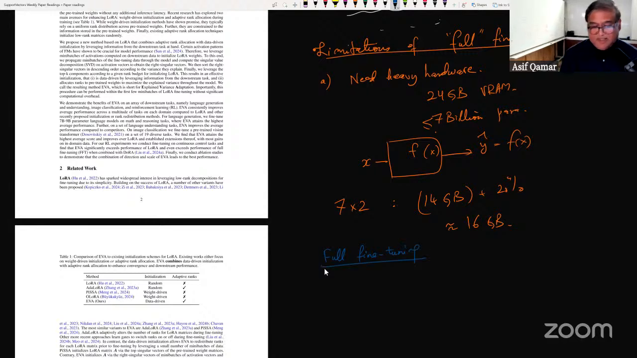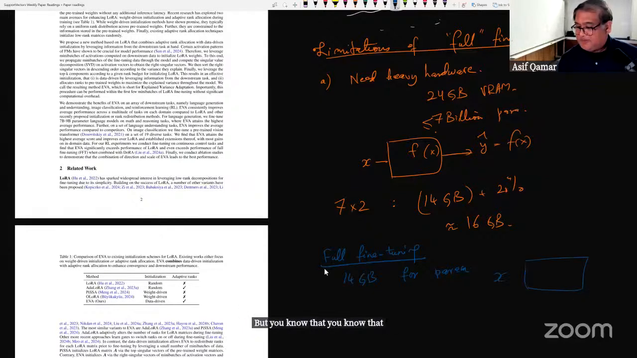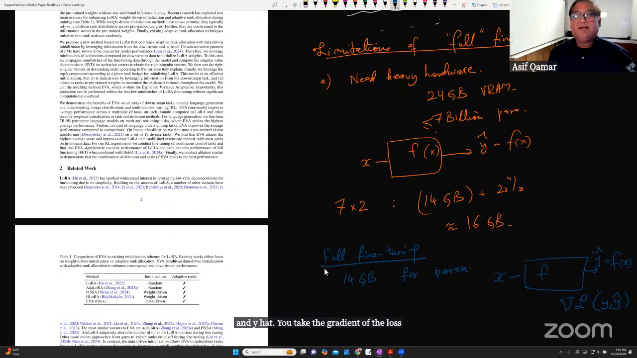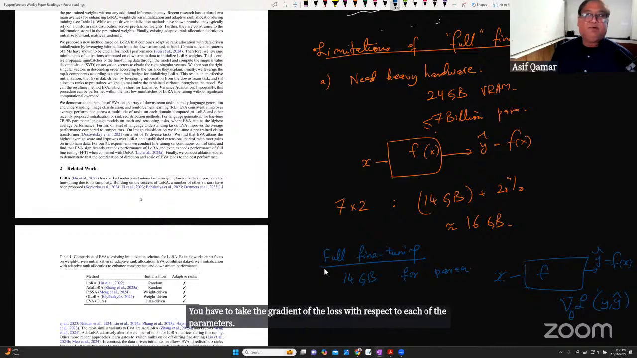Let's figure that out. Full fine-tuning would mean I need 14 GB for the parameters, right? But you know that X goes in, you compute y hat is equal to f of x, but then what do you do? You need to compute the loss with respect to y and y hat. You take the gradient of the loss. You have to take the gradient of the loss with respect to each of the parameters in your model.